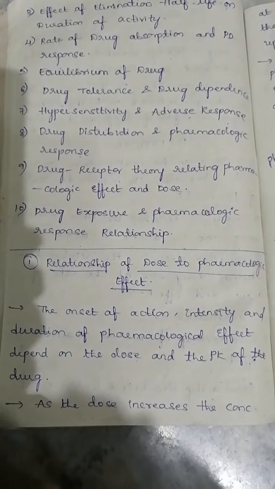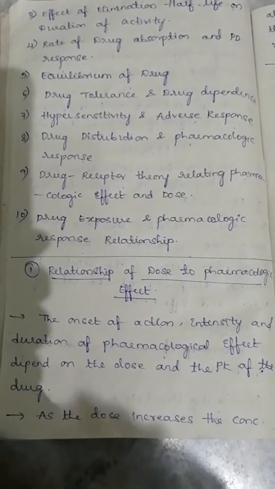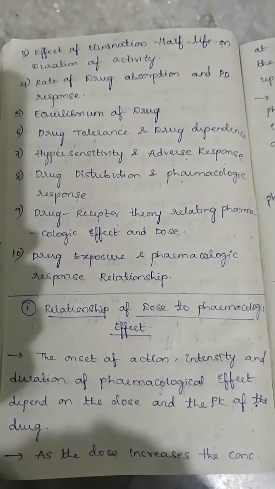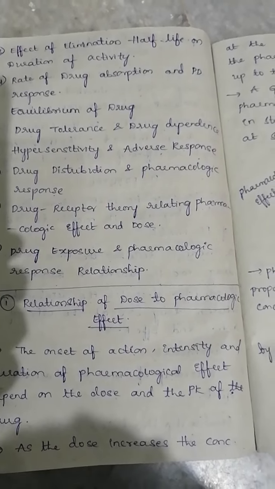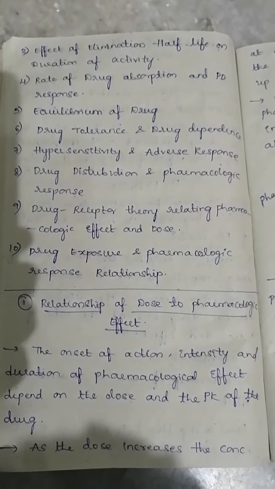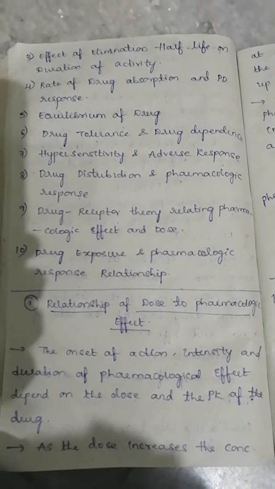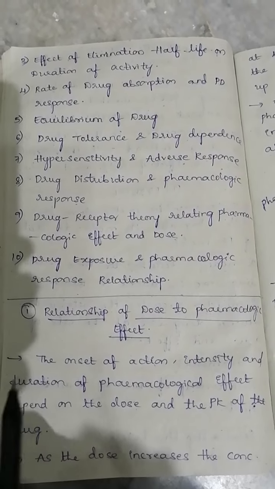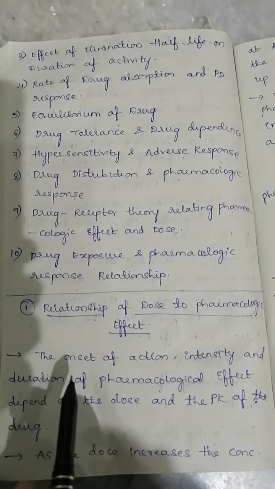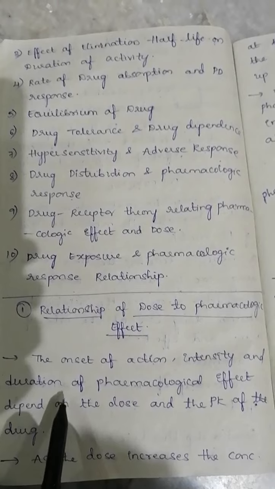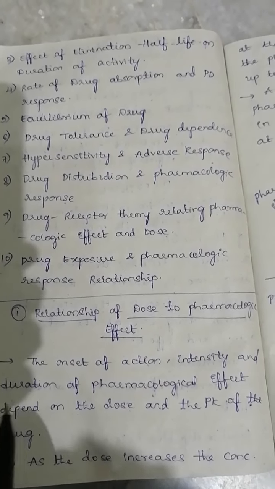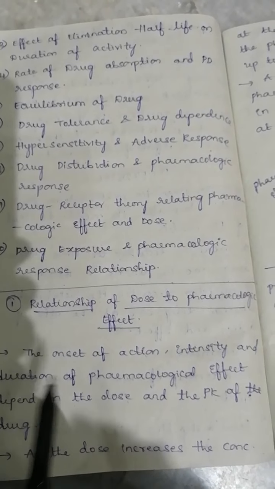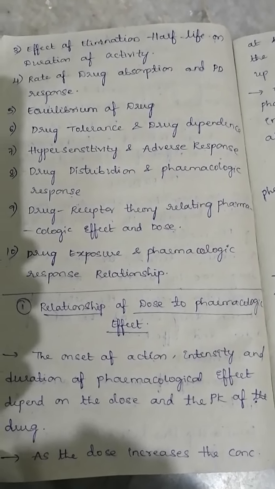So that is true because whenever you give the dose, you can see how much of the drug is administered and how much of the percentage of the drug is reaching your systemic circulation. If all the ADME process will be in a particular linear fashion, then only you will be getting the 100% of bioavailability. So the onset of action, that is whenever it shows the action, and the intensity and duration of pharmacological effect will be based on two parameters: the first one is the dose and the second one is the ADME process of your drug, that is your PK parameters of your drug.